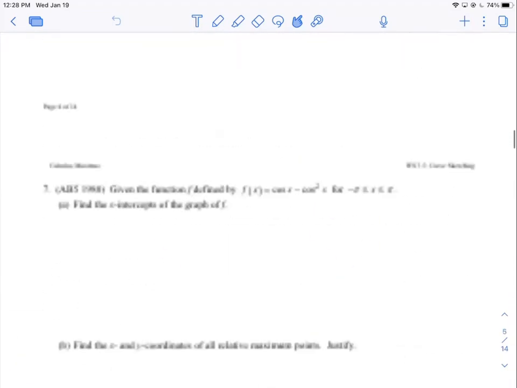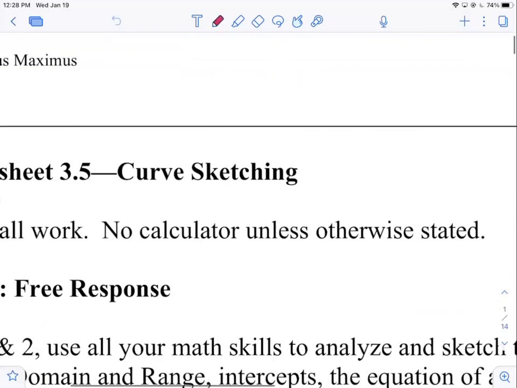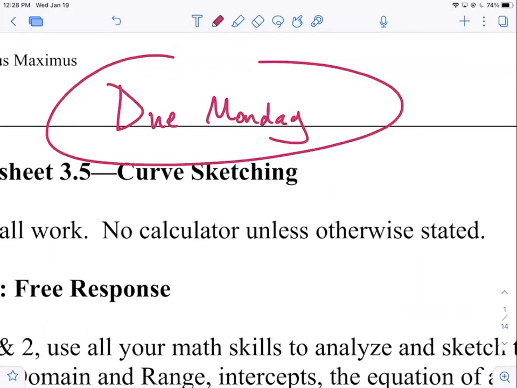So anyway, we're going to finish the notes today. Today's Wednesday. We'll make this due Monday. Okay. Whatever day that is. So take your time with it. Make sure you understand it.